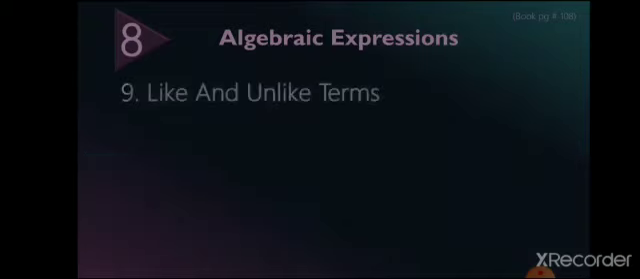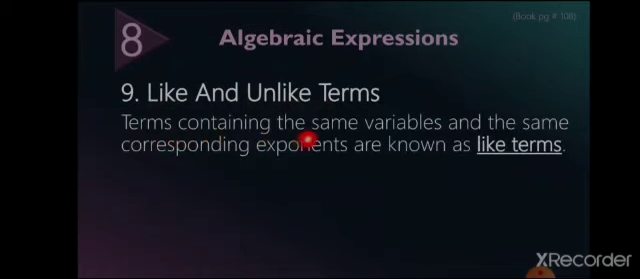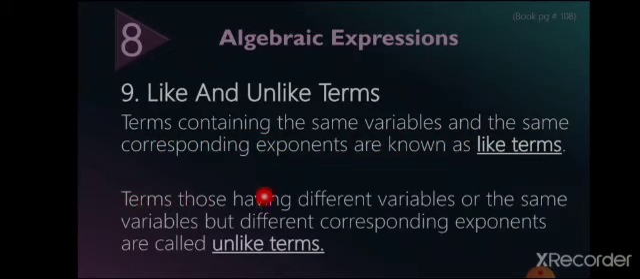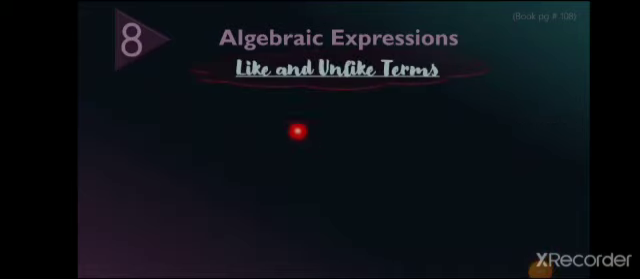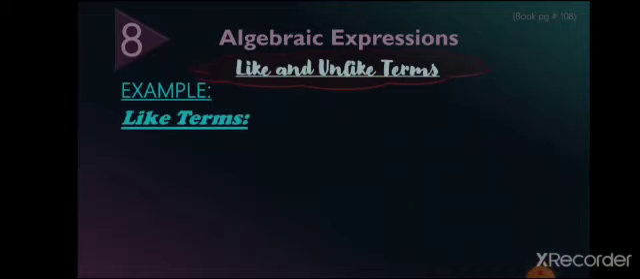Okay, let's move to the next, like and unlike terms. Terms containing the same variables and the same corresponding exponents are known as like terms. Terms having different variables, or the same variables but different corresponding exponents, are called unlike terms. Okay, let me show you with some examples. Like terms. These are two like terms.